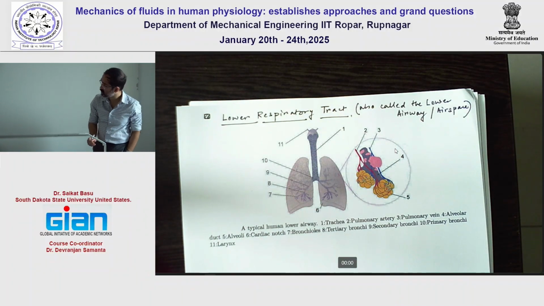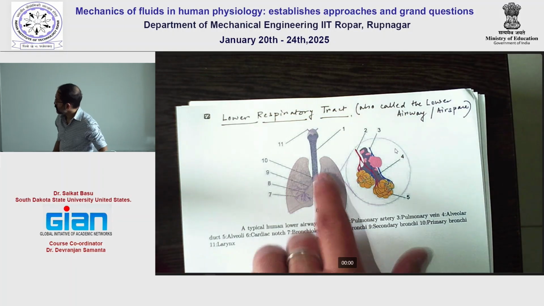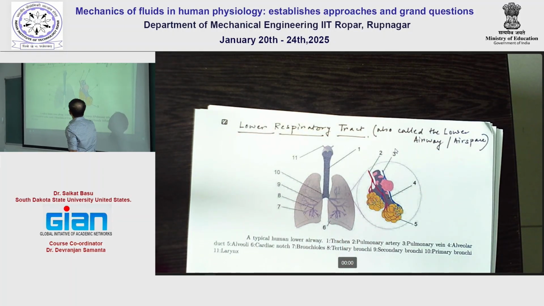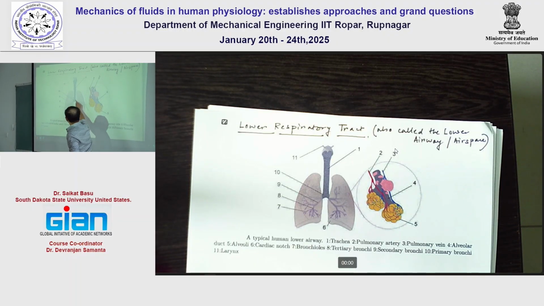So this cartoon that you have here, this is the trachea. It bifurcates to form the primary bronchi. Nothing else is visible on this screen, but the primary bronchi will again bifurcate to form the secondary bronchi, and then they bifurcate to form the tertiary bronchi. That I think has been labeled here. And then eventually it goes to the bronchioles till the 23rd generation.